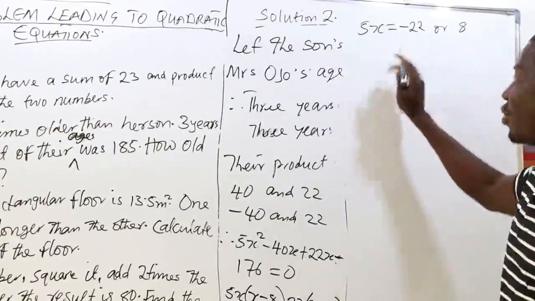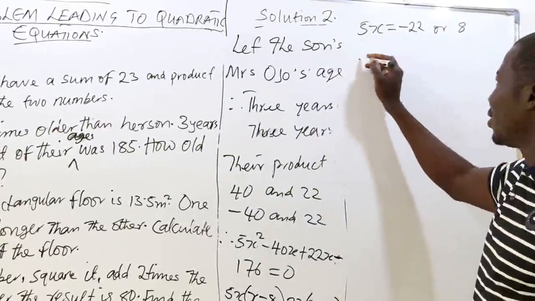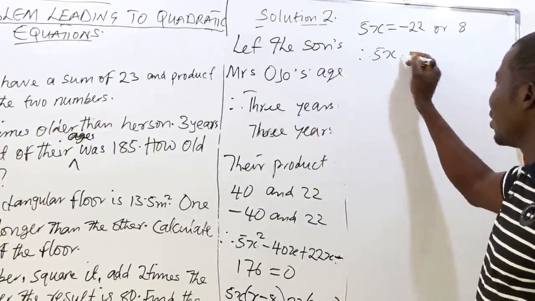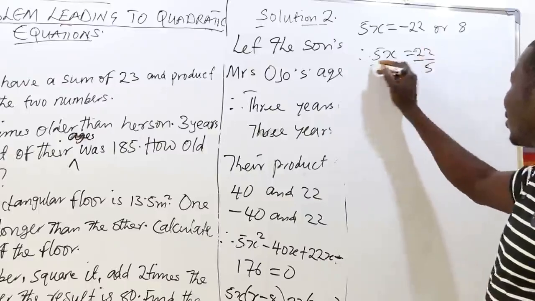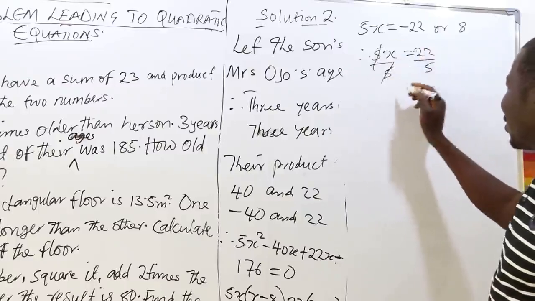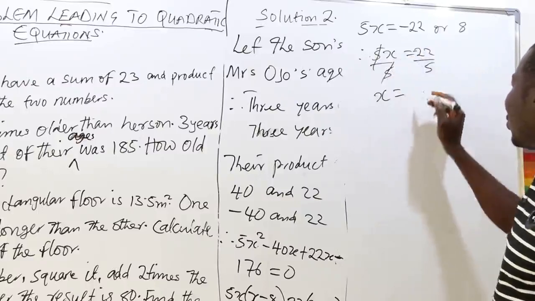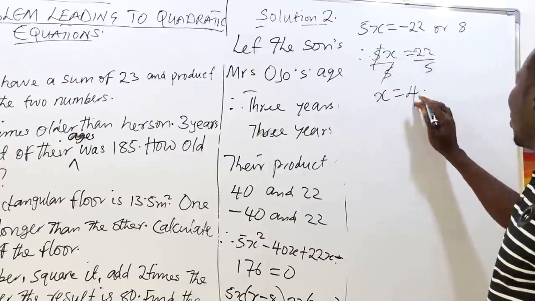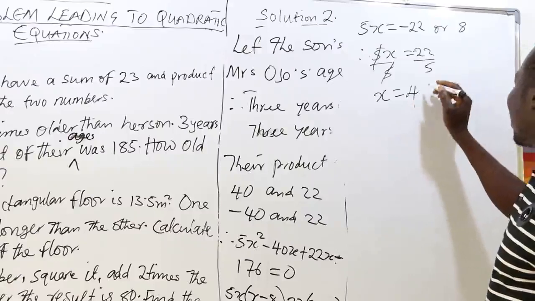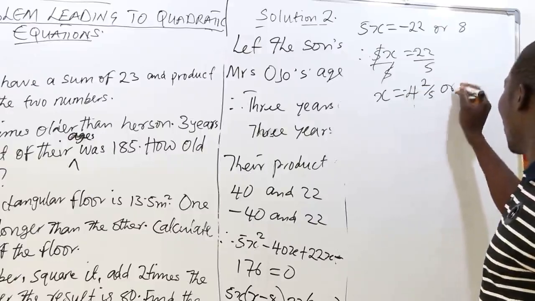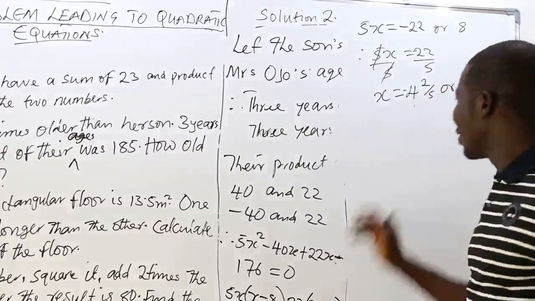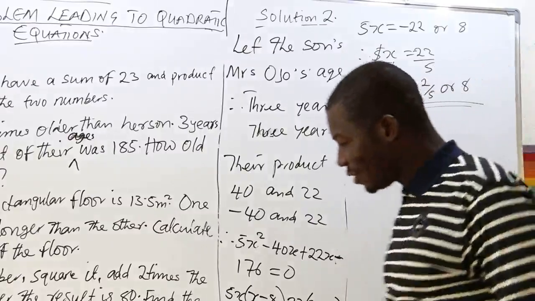In this case we have to make x the subject of the formula, so we are going to divide both sides by 5. This one will cancel and x is equal to minus 4 whole number 2 over 5, or 8. Then this is the value of x.